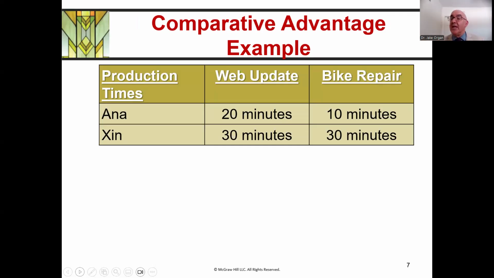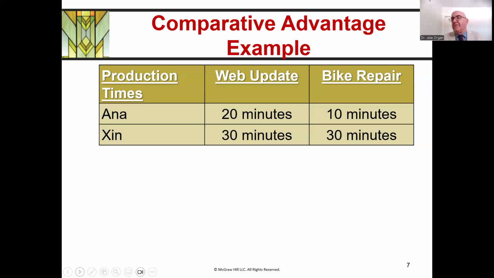So we've got these two people, Anna and Chin. And they both can do web updates and they can both do bike repair. Now, Anna's killing it. She can do a web update in 20 minutes. She can do a bike repair in 10 minutes. She is really, really good. She has the absolute advantage. Chin, slowly but surely, she's good, but she's not like Anna. She can do a web update in 30 minutes or a bike repair in 30 minutes.